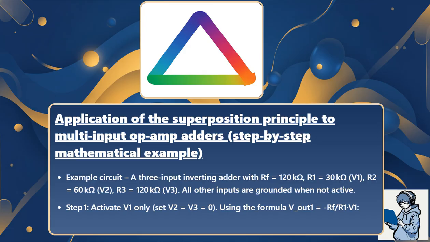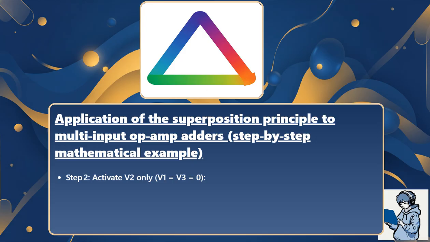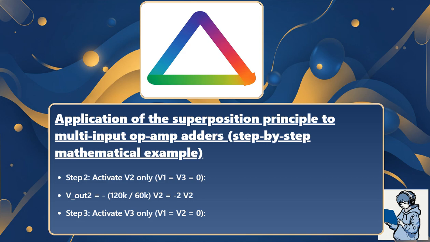Step 1. Activate V1 only, set V2 equals 0 and V3 equals 0. Using the formula Vout1 equals minus feedback resistance over resistor 1 times V1, Vout1 equals minus 4 V1. Step 2. Activate V2 only, V1 equals 0 and V3 equals 0. Vout2 equals minus 2 V2. Step 3. Activate V3 only, V1 equals 0 and V2 equals 0. Vout3 equals minus 1 V3.